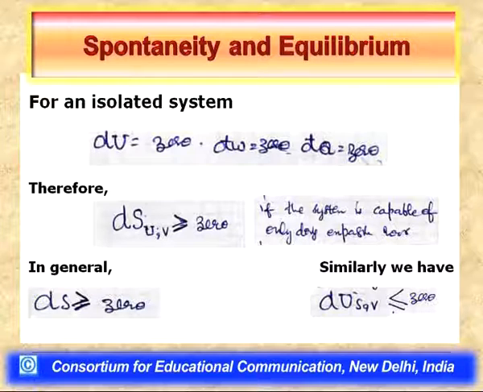And similarly we can develop another criteria, that is dU, that is energy change under condition of constant entropy and volume is less than equal to 0. It means entropy of a system under condition of constant internal energy and volume tend to increase in a natural process, whereas internal energy of a system where entropy and volume is kept constant tend to decrease in a naturally occurring or spontaneous process. So, we developed two criteria of spontaneity and equilibrium, but in terms of state function, that is change in entropy and change in internal energy.